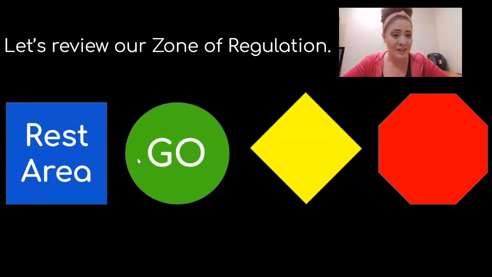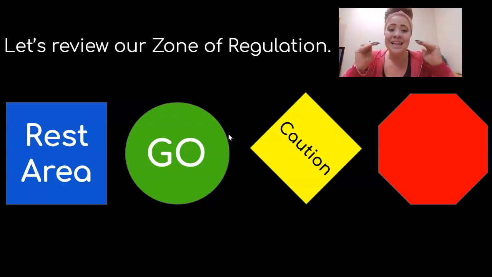The next zone is the green zone. This zone is a zone for happiness, focus, contentment. These are all feelings you might feel in the green zone. This is when your heart is in the most regulated state. The next zone is your yellow zone. This is when your heart is at a slightly elevated state. You could be worried, anxious, but you can also be excited or feeling silly. Your heart is slightly elevated in the yellow zone.